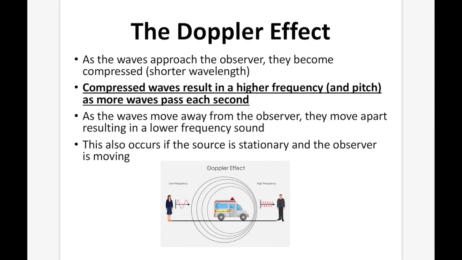As the wave approaches the observer, it becomes compressed, with a shorter wavelength, and you can see that with the picture here on the bottom, with the man on the right-hand side. You can see how the waves are closer together towards him, and further apart to the woman on the left-hand side. You can see the wavelength represented as well. As the wavelengths get closer, a higher frequency gives a higher pitch. Now this can occur if you're going towards the speaker or away from the speaker, or if the speaker is coming towards or away from you, or in this case, the ambulance is coming towards or away from you.